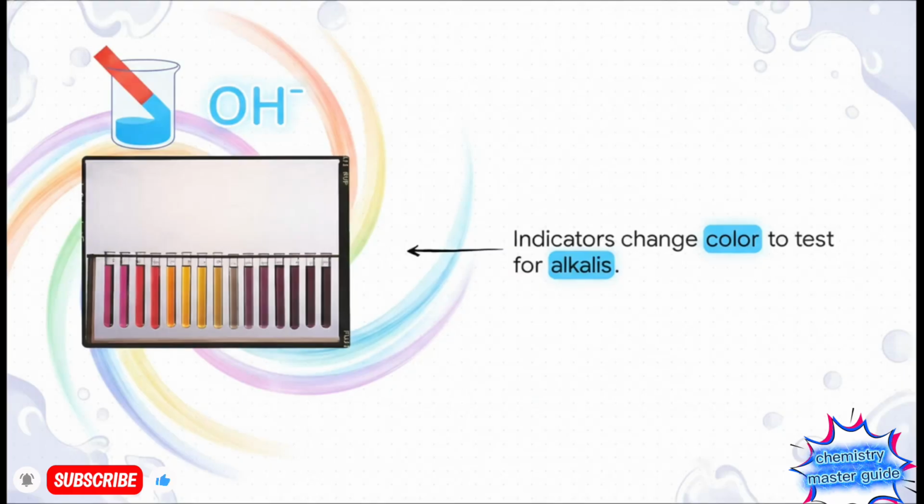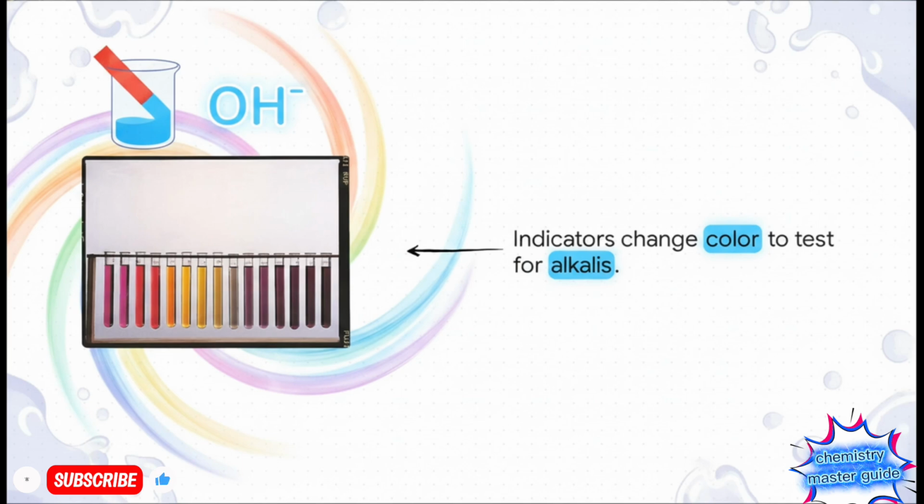Now, chemists visualize these properties using indicators, which are basically colored dyes that change color when added to an acid or an alkali. When you dip red litmus paper into an alkaline solution and it turns blue, that color change is the definitive, successful test.